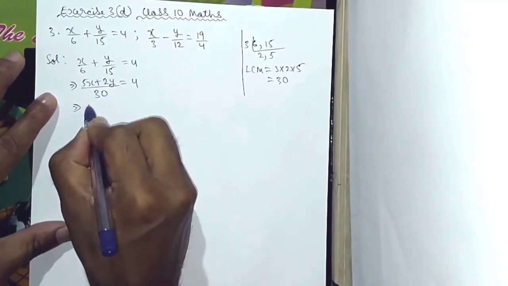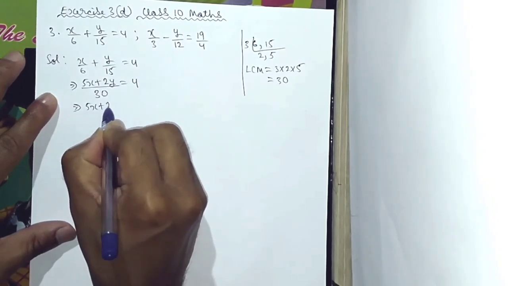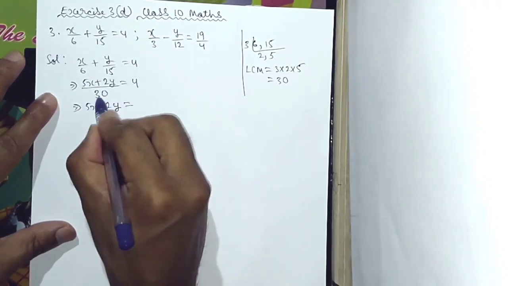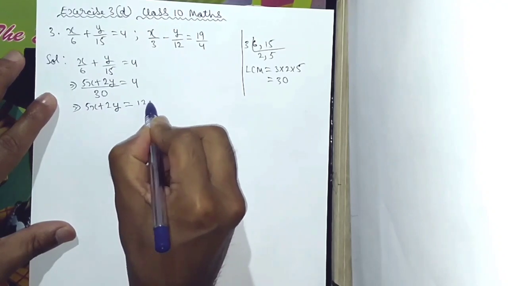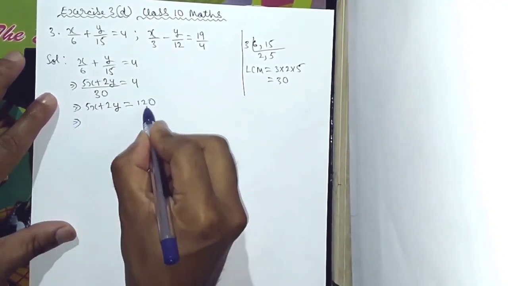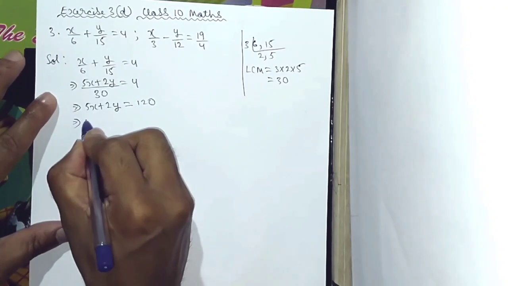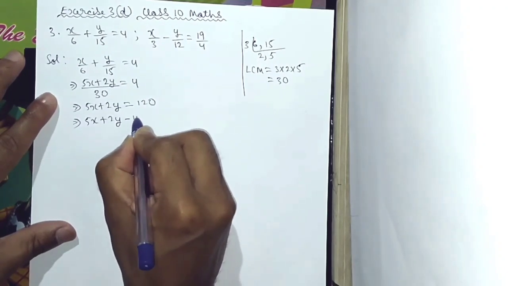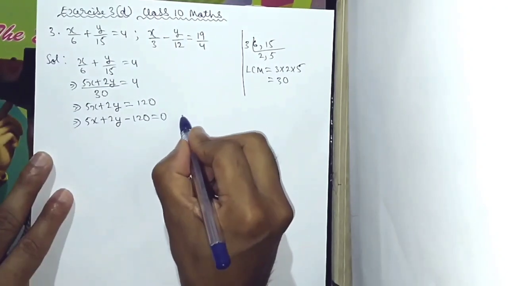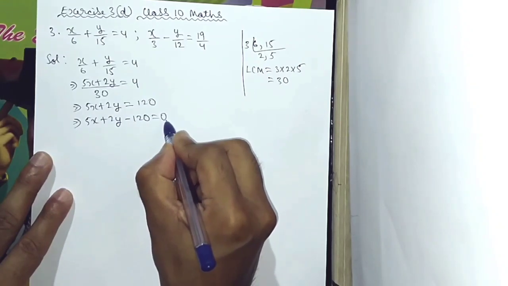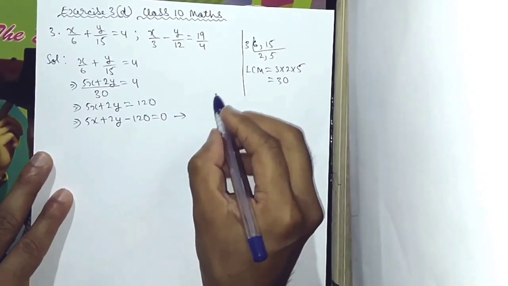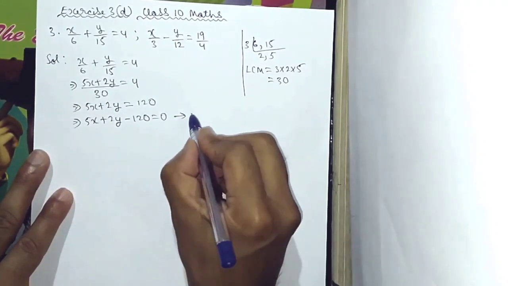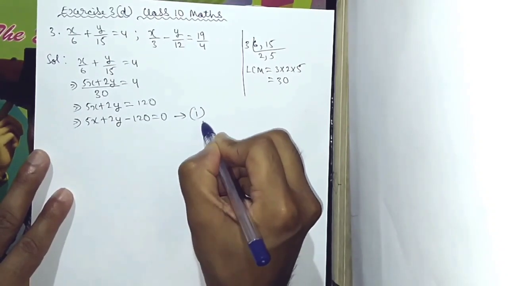This implies we cross multiply: 5x plus 2y is equal to 30 into 4, which is 120. So we take the 120 to the left side: 5x plus 2y minus 120 is equal to 0. This is equation 1.